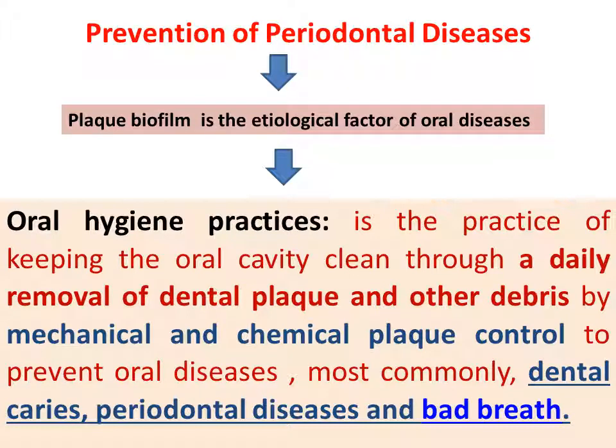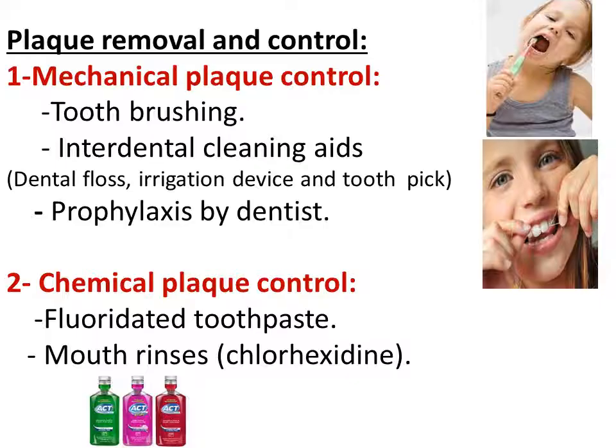Our subject is the prevention of periodontal diseases. Plaque biofilm is the etiological factor of oral diseases. Oral hygiene practice is the practice of keeping the oral cavity clean through a daily removal of dental plaque and other debris by mechanical and chemical plaque control to prevent oral diseases, most commonly dental caries, periodontal diseases, and bad breath. Plaque removal and control.